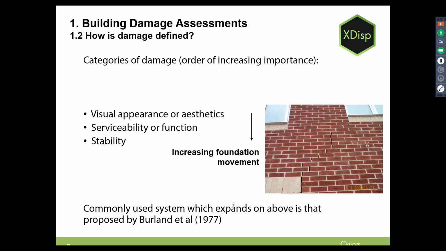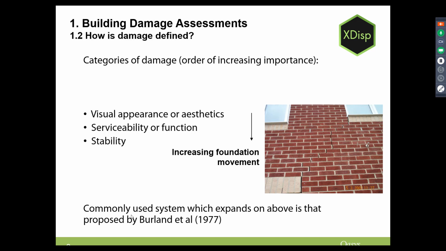So in terms of categories of damage, how we assess damage, there's an increasing scale of severity of damage based on the foundation movement. And this is where XDisp comes into its own, because it will tell you the settlement at the base of your foundation, and then it will go on to calculate building strain. So it starts off with lesser movement, which causes a change in visual appearance and aesthetics. Then it goes on to serviceability or function. So, for example, you might start seeing significant cracking in the building. And then, with severe damage, you've got the stability of the building at stake.